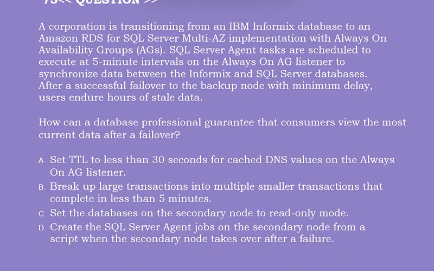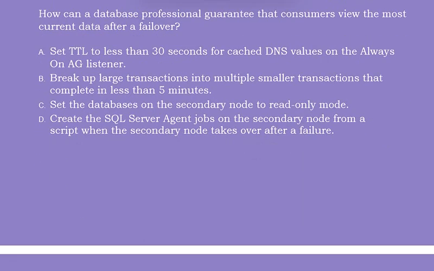Option A. Set TTL to less than 30 seconds for cached DNS values on the Always On AG listener. Option B. Break up large transactions into multiple smaller transactions that complete in less than 5 minutes. Option C. Set the databases on the secondary node to read-only mode. Option D. Create the SQL Server Agent jobs on the secondary node from a script when the secondary node takes over after a failure. Correct answer is option D.